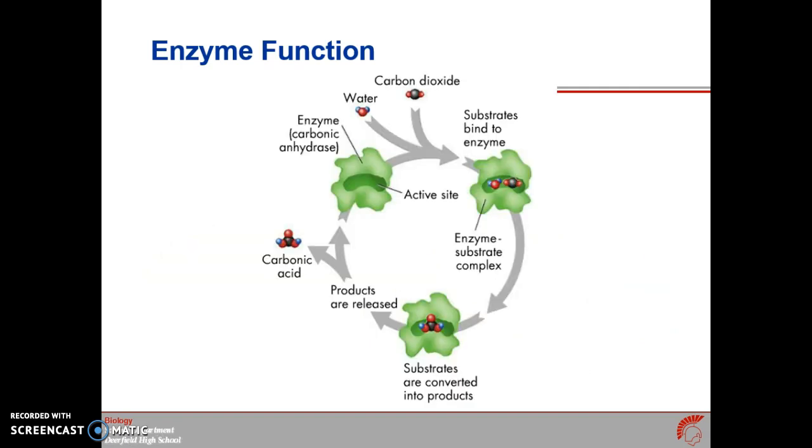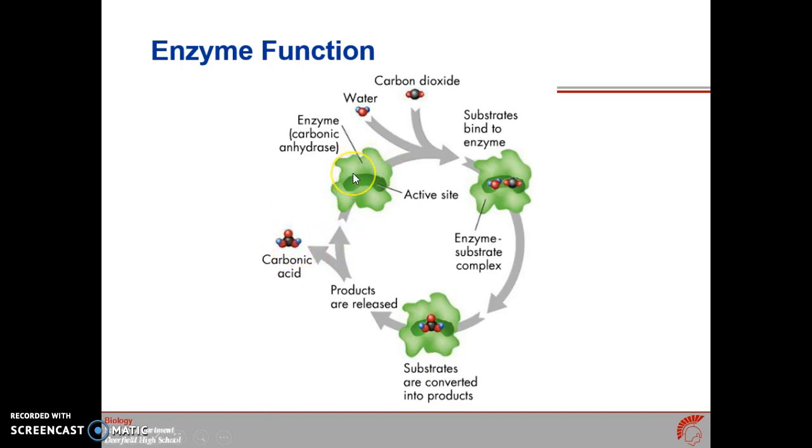So we're looking at the function of the enzyme. Let's take water and carbon dioxide, for example. Those substrates will bind to the enzyme here at the active site, which is this opening. They will form this enzyme substrate complex. The substrates are converted into products. Old bonds are broken, new bonds are formed. The products then get released in the form of carbonic acid as our new molecule.